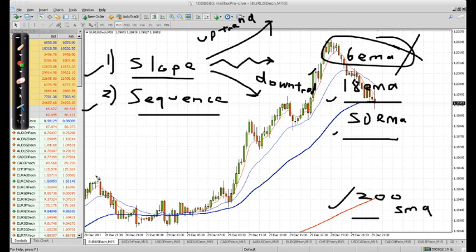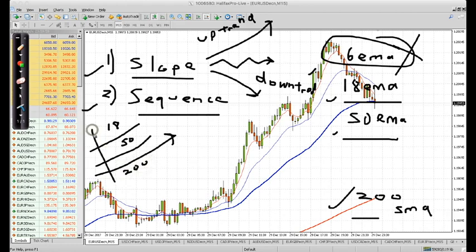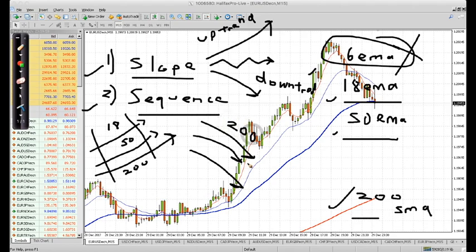The next thing I look at is the sequence of these moving averages. So generally, on a very strong uptrend, what do we see? We see the moving averages in sequence from the smallest to the largest. So we see the 18 above the 50 and the 50 above the 200. So this is a signal of a very strong uptrend pattern. Conversely, on a clear downtrend, we see the opposite sequence. We see the 200 moving average on top, followed by the 50, and followed by the 18 moving average.